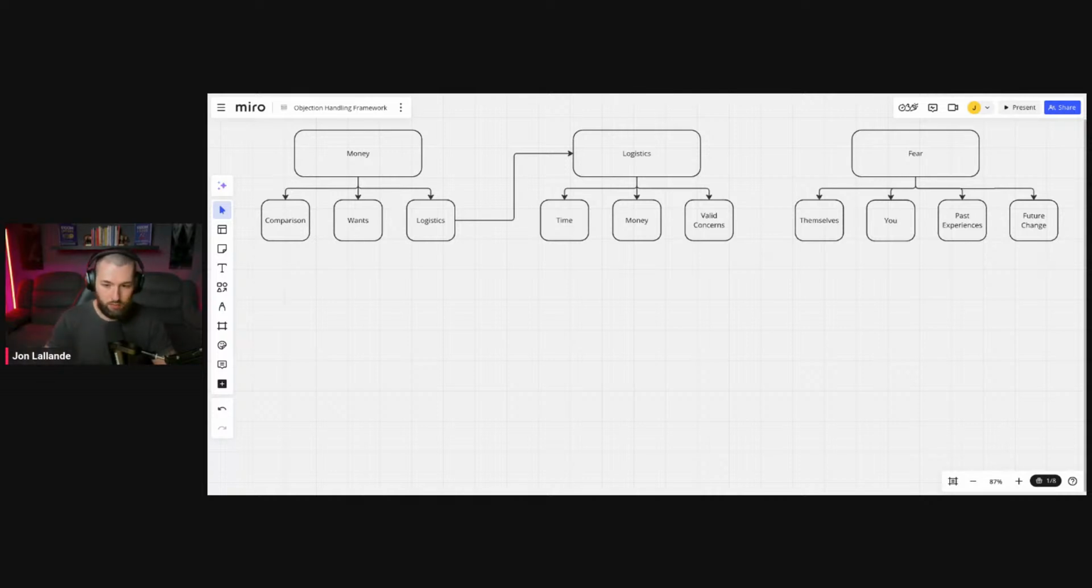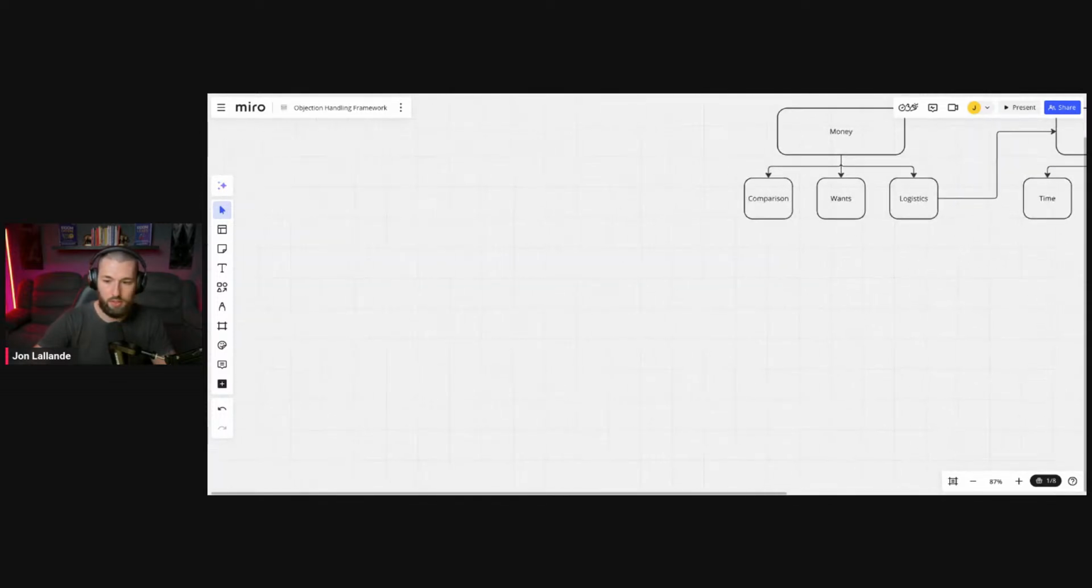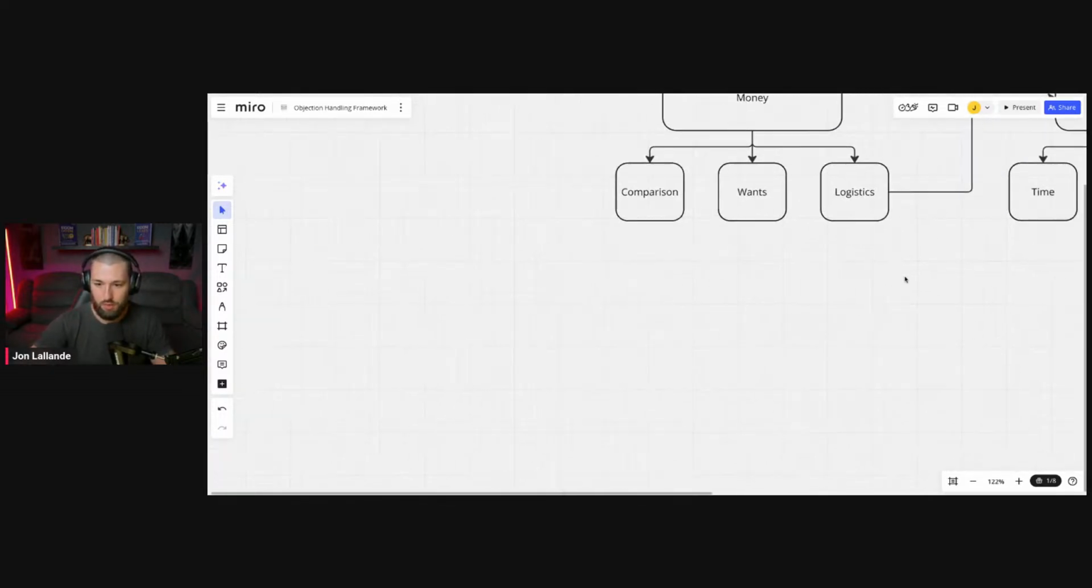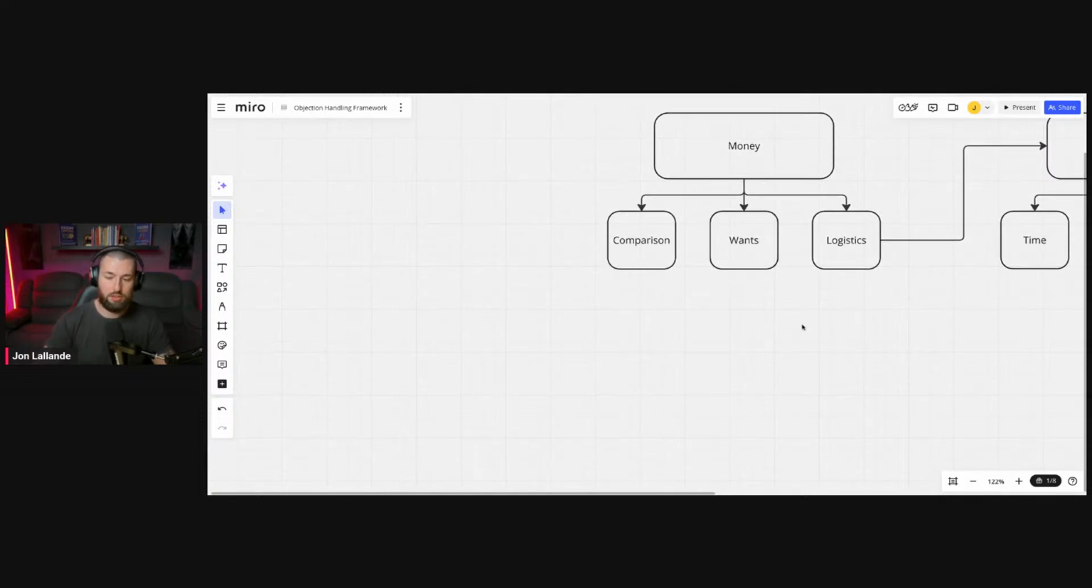So first, we're going to cover money. We go over here and just cover the money objection, right? So there's three different types of money objections, right? Because like when you say, it's not enough money. Okay, well, how do you mean it's not enough money? And that's the first question we need to ask.